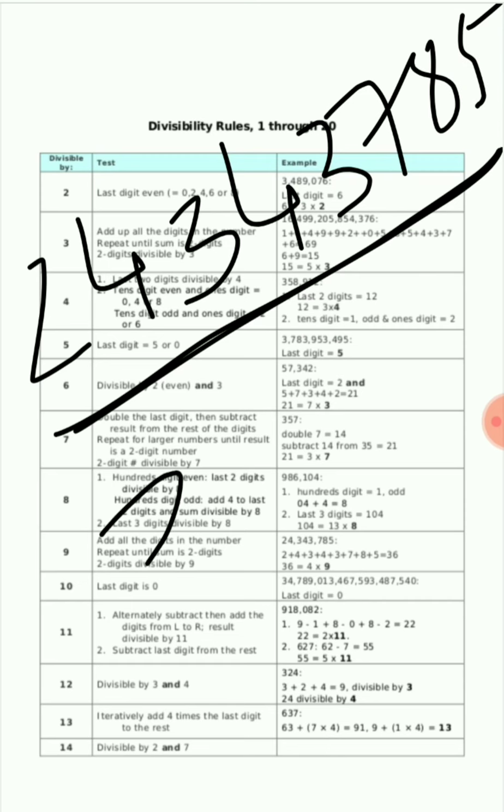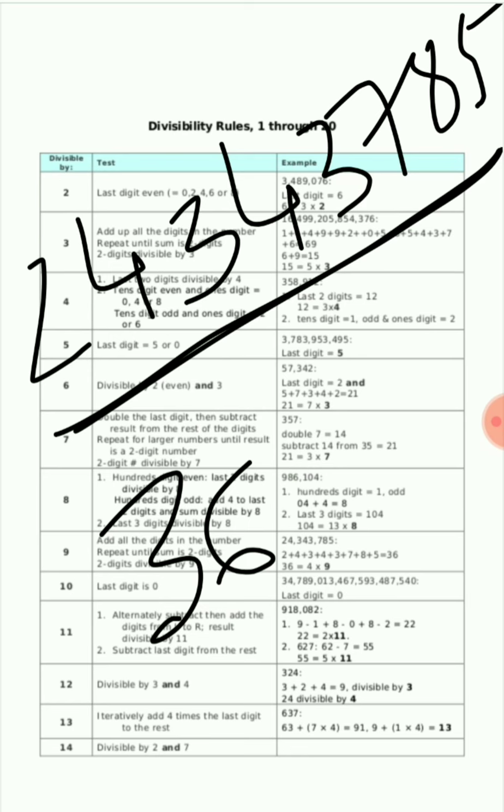What is the sum of the digits? The sum of the digits is 36. Is the sum of the digits divisible by 9? Yes, it is divisible by 9. So the given number is divisible by 9.